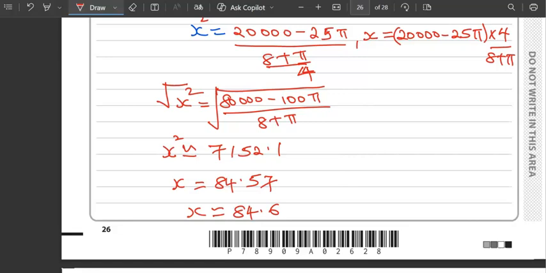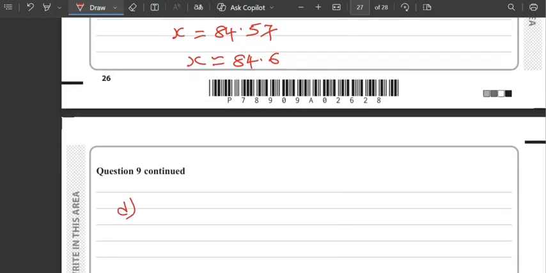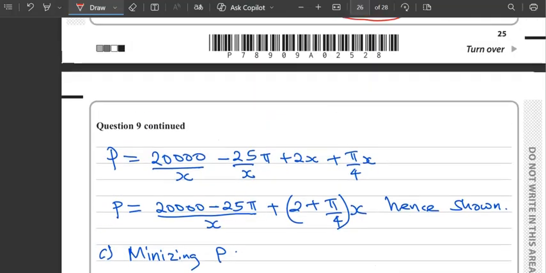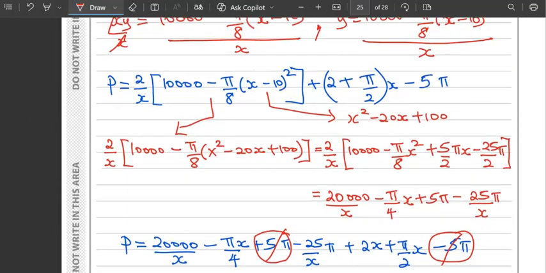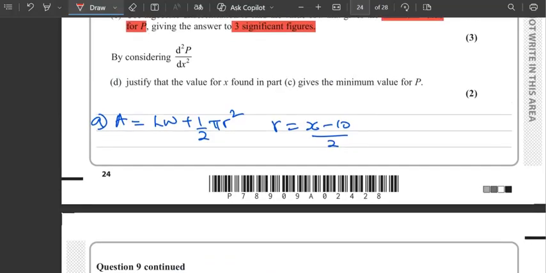Now proceeding to part D, we can also finalize with part D. Part D here, going back to the question, that is going back to the last part, part D says that by considering d squared p over dx squared, justify that the value for x found in part C gives the minimum value of p.